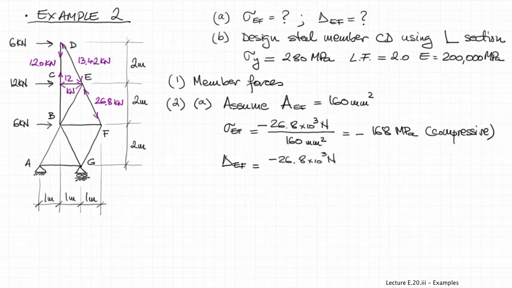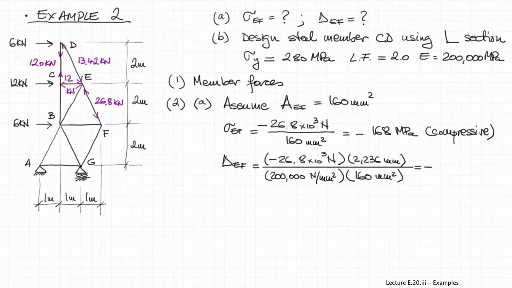In a similar fashion, we can calculate the deflection of that member, and don't forget to use consistent units, and also carry the negative sign of the compressive force, and this will give us a negative elongation of 1.97 millimeters, which is an indication that the member becomes shorter, which is of course normal since the member is in compression.